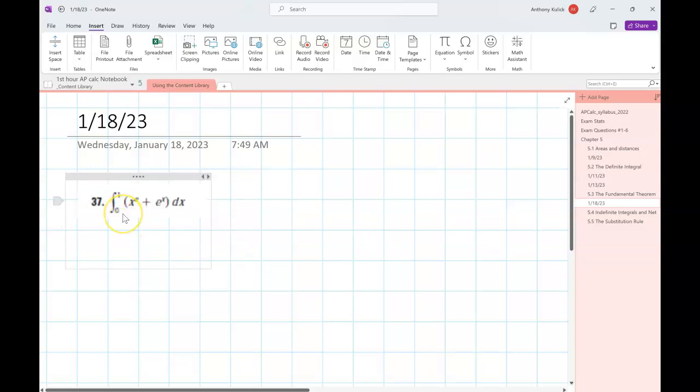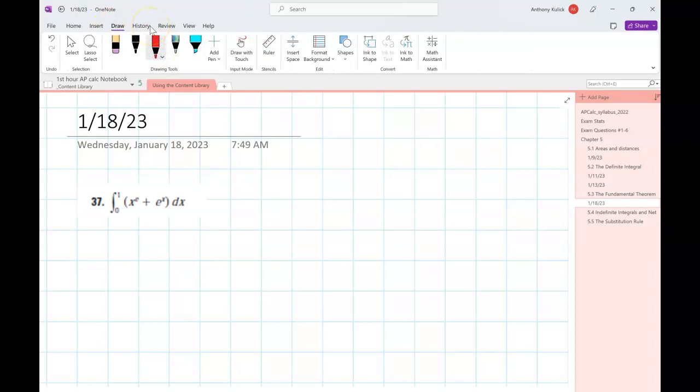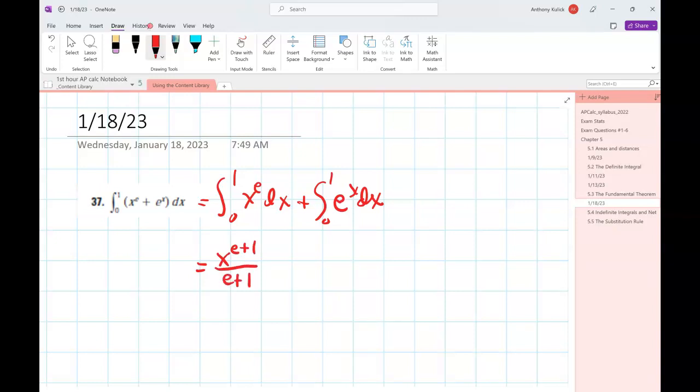So here we have the definite integral of x to the e plus e to the x dx. So again, we can think about this as two separate definite integrals. I remember that the antiderivative for x to the n is x to the n plus 1 over n plus 1. Okay with that? Since e is a constant. Yeah, it is a constant.